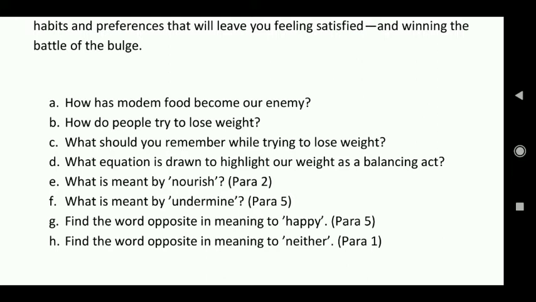How do people try to lose weight? What should you remember while trying to lose weight? What equation is drawn to highlight our weight as a balancing act? What is meant by nourish? I have given the paragraph number also to just make you feel more easy to find the answer. What is meant by undermine? The answer is given in paragraph number 5. Find the opposite in meaning to happy. The last one is find the word opposite in meaning to neither. Okay, so I will give you the answer displayed here on the screen now.